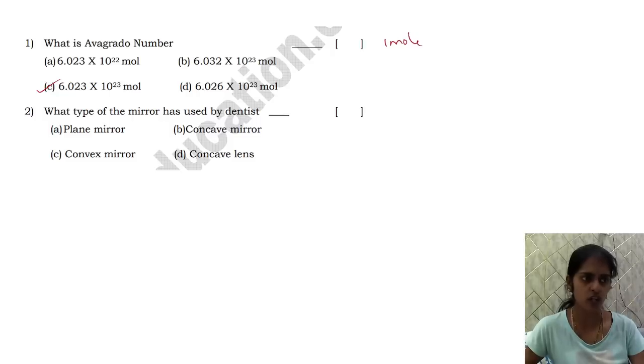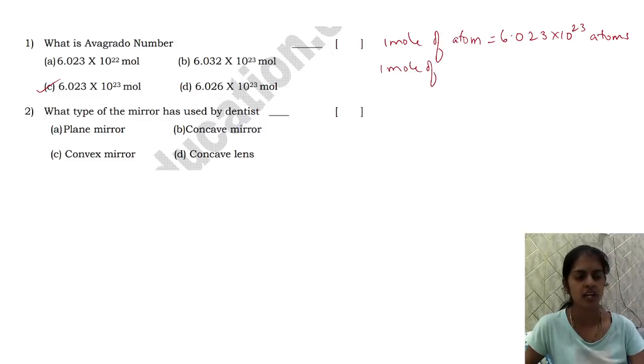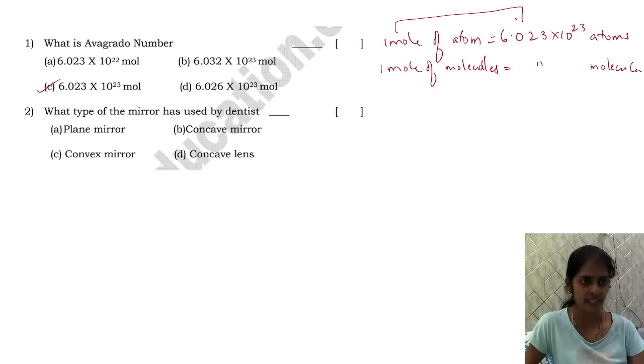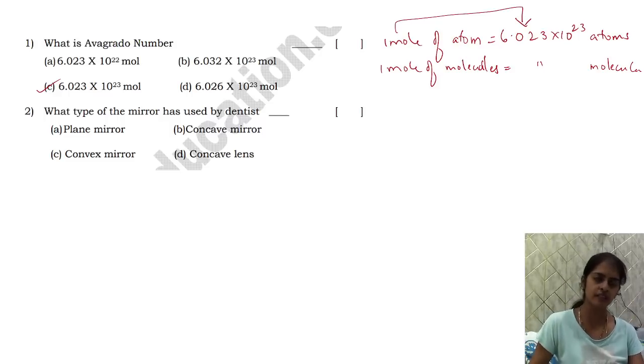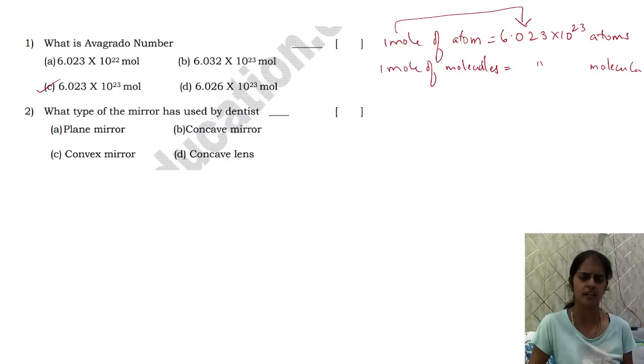If I take 1 mole of atom, it means 6.023 × 10^23 atoms. Avogadro number of atoms. If I say 1 mole of molecules, what is the meaning of this? Again, the same 6.023 × 10^23 molecules. So remember, 1 mole means this much, 6.023 × 10^23. It could be atom, molecule, ion, whatever. That number 6.023 × 10^23 is called Avogadro number.